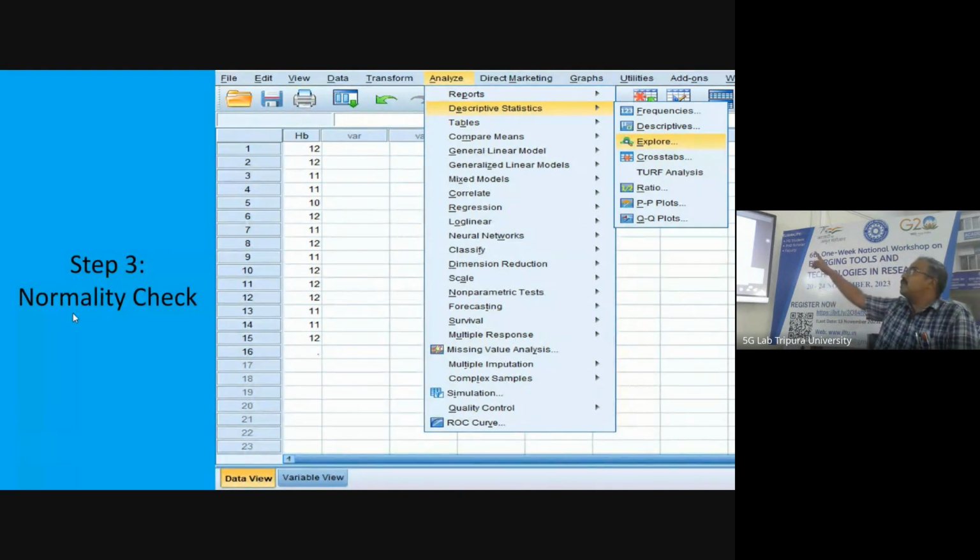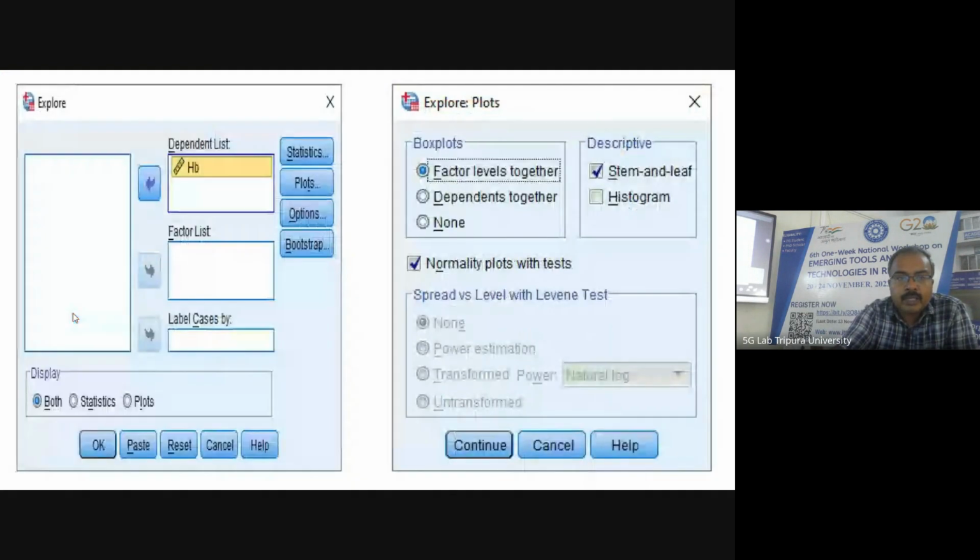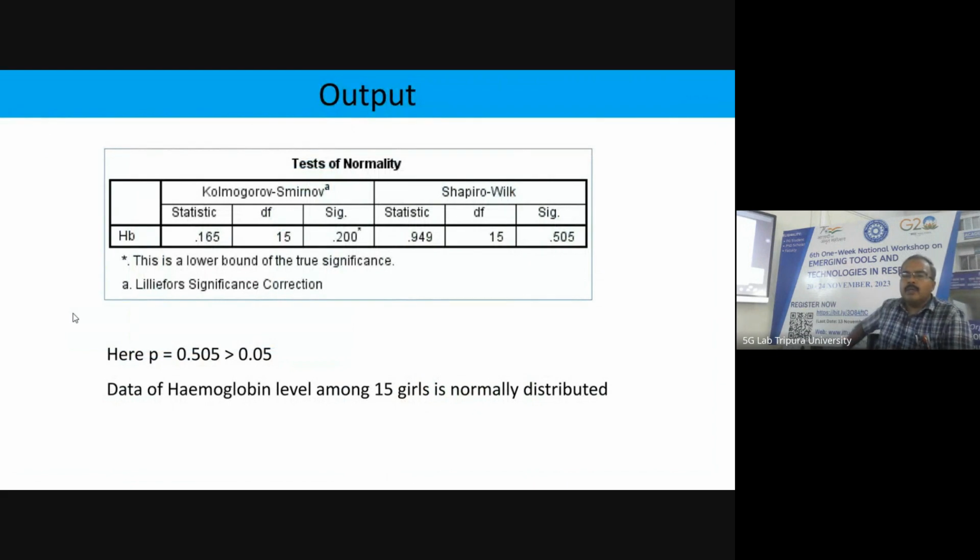So again, the same steps: descriptive statistics, explore. Explore HB, hemoglobin, then factor levels together, normality plots with tests, same steps as before. The result comes: the last one, 0.505. Now the probability value, we are checking at 0.05 level of significance. 0.505 is much higher than 0.05, isn't it? That means the hemoglobin data among 15 girls is normally distributed.